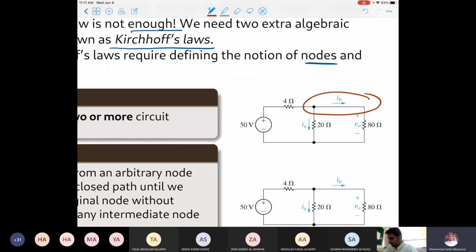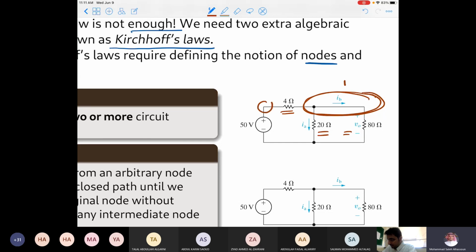For example, the entire thing here is a node, because this is the point where the 4 ohm resistance, the 20 ohm resistance, and the 80 ohm resistance are meeting. They are connected. So this is the first node.